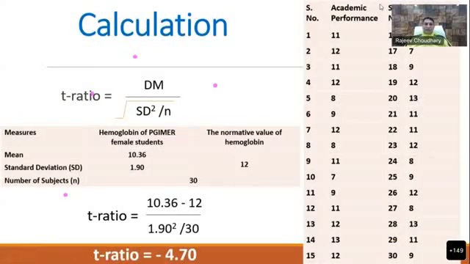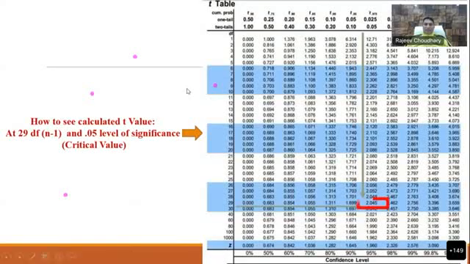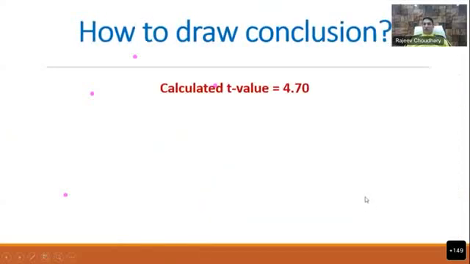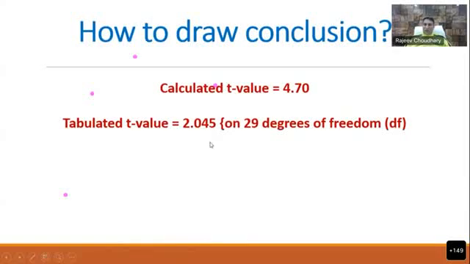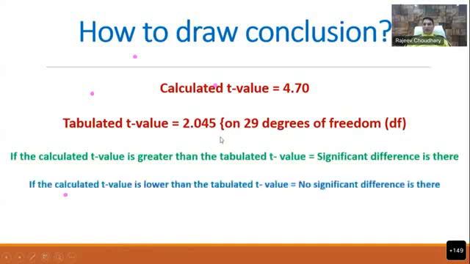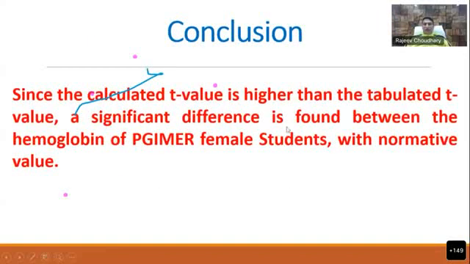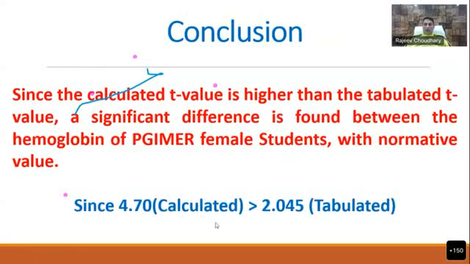At 0.05 level of significance, the tabulated value is 2.045. How to draw conclusions? The way of drawing the conclusion will be the same. Calculated value is 4.70, tabulated value is 2.045. The calculated value is higher than the tabulated value, so it is concluded that there is a significant difference between the group and the specified constant. There is a difference between the hemoglobin contents of the group and this 12, since the calculated value of 4.70 is higher than 2.045.